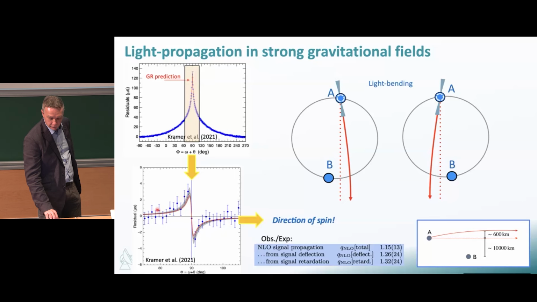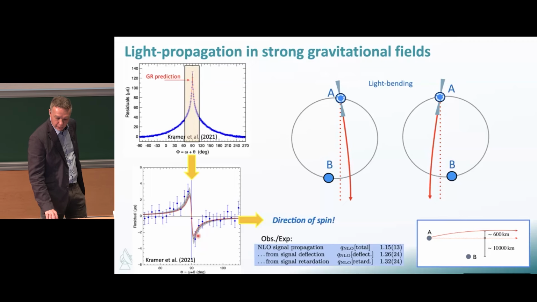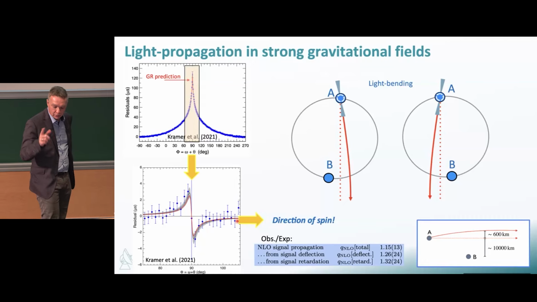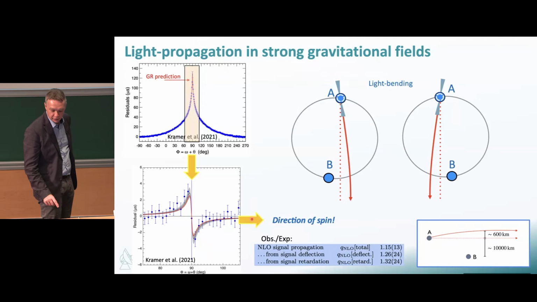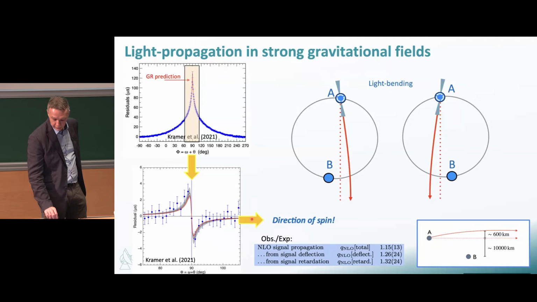So here the pulse is emitted somewhat later, and here it's emitted somewhat earlier. Otherwise, you wouldn't be able to see the pulse on Earth. And that, of course, depending on the signature here, gives you the direction of the spin of the pulsar relative to the total angular momentum vector.